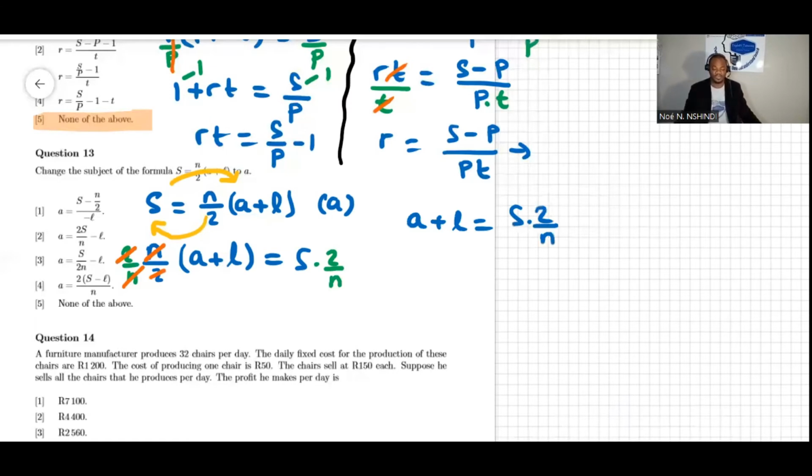Now to find a, this is a positive L, so the inverse operation for positive is minus. I'll just minus L over here and minus the L there, and then a equals S times 2 over n minus L. So that's the expression for a.